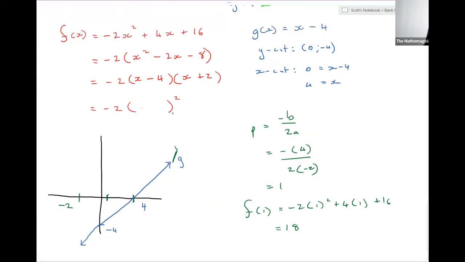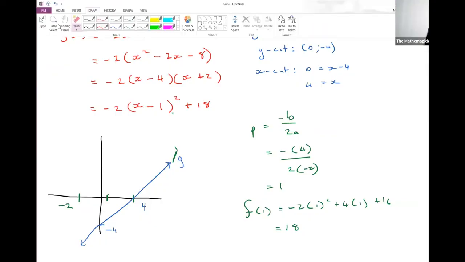So what do we do? Well, I know now the formula is x minus whatever the p value is, in this case 1, and then whatever the q value is, in this case positive 18. And now you have completed the square. Great. Now, how do I draw this parabola?